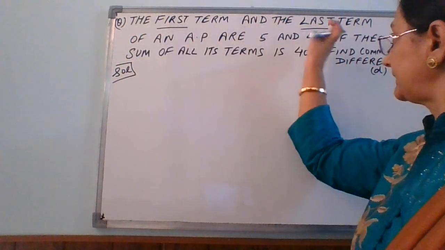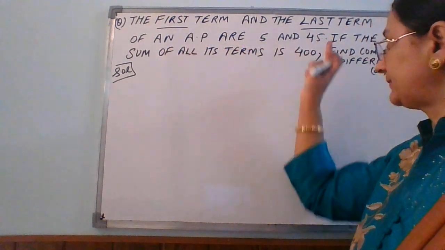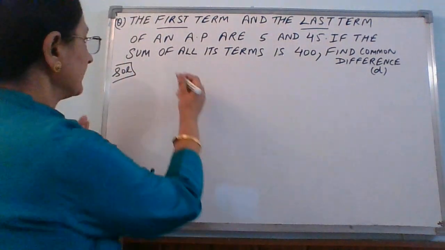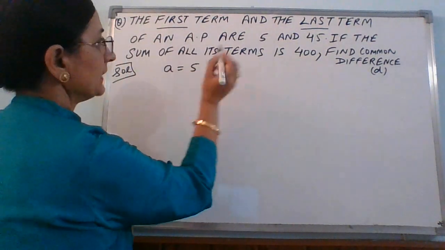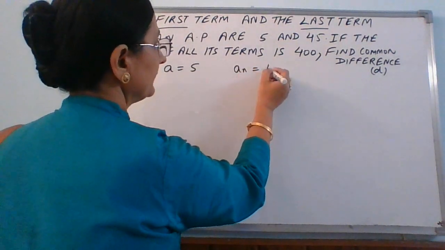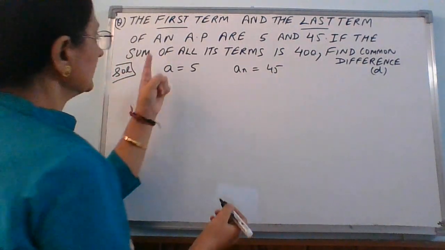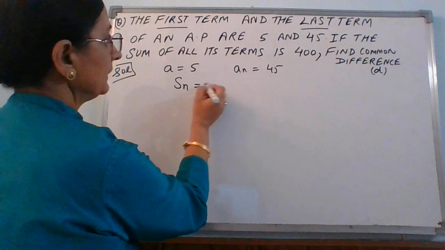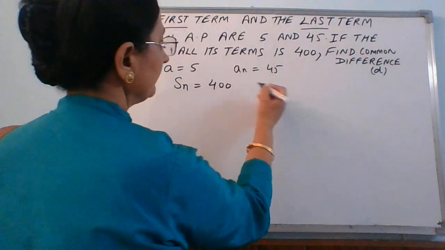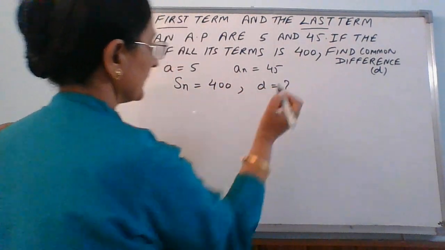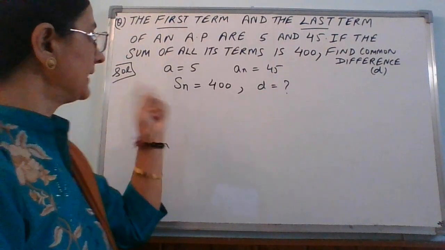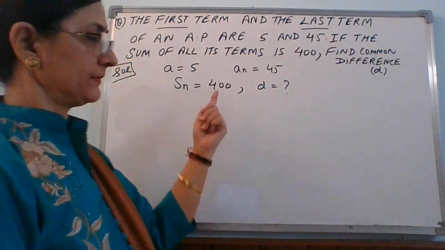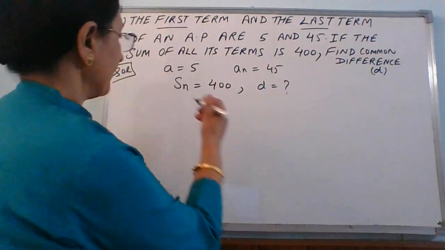The first term and the last term of an AP are 5 and 45. First term is a, right? So a is given as 5, and the last term is an, that is 45. The sum, Sn, is given as 400, and we don't know n. We have to find the common difference. a is given, an is given, Sn is given, and we are supposed to find d. So let us apply the sum formula.